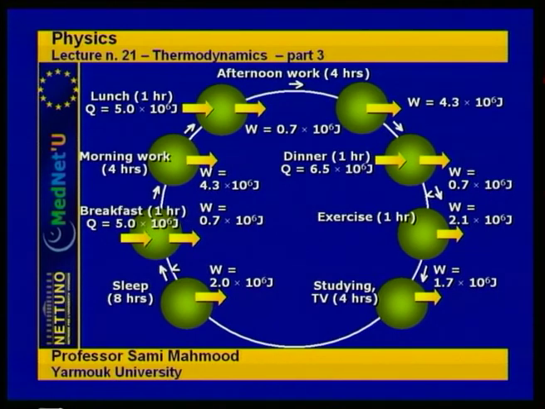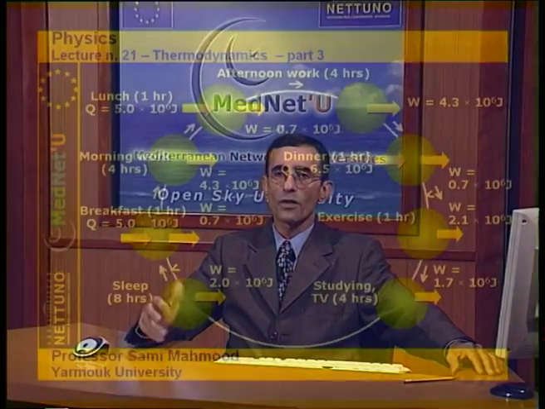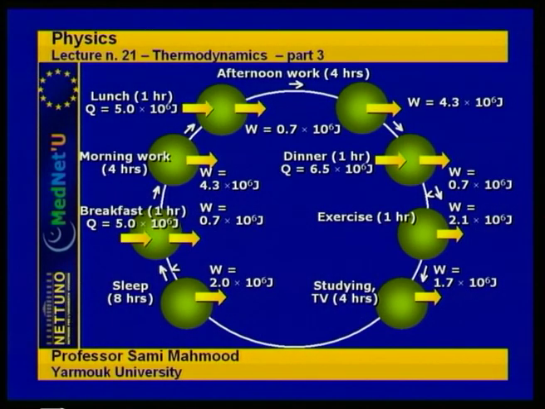And then after that, we come to the afternoon work, which is also estimated to be a 4-hour work. During this period of time, the work done by the human being is estimated also to be 4.3 times 10 to the 6 joules, or 4.3 million joules. The dinner, after the end of the day, is a process which provides the human body with a heat of 6.5 million joules. And assuming that the dinner time also takes 1 hour, the work done is again 0.7 million joules.